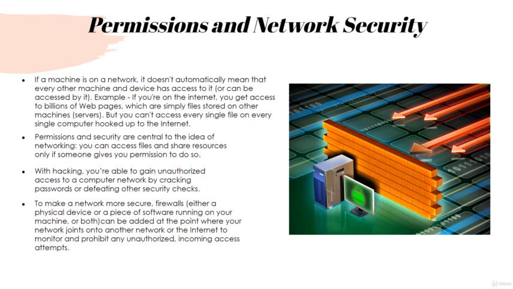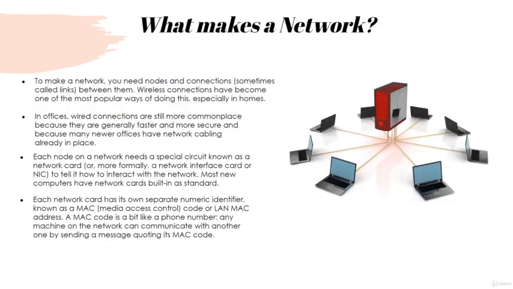And okay, so we talked about the different types of networks. We talked about the actual network security, the different things that are involved with the permissions, firewalls. And so now we want to go into a little bit more depth as to what exactly a network consists of. And so as you can see on the right hand side there, that's a visual representation of a network. So essentially here, to make a network, you need nodes and connections. And these are essentially the links between them.